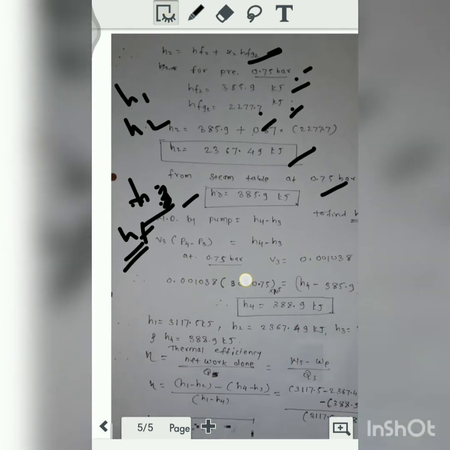Now we have got the values of H1, H2 and H3. Only one value remains, that is H4. After getting the value of H4, we will definitely get our final answer. So how can we find the value of H4? Before finding the value of H4, we know the work done.